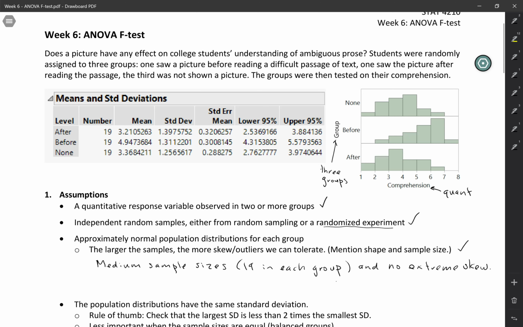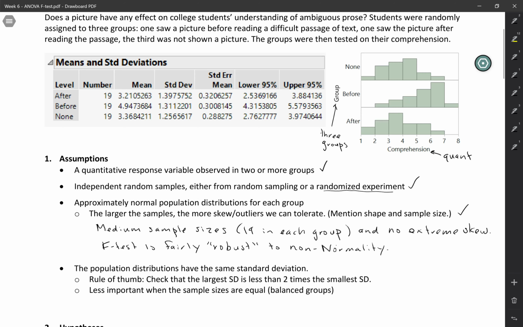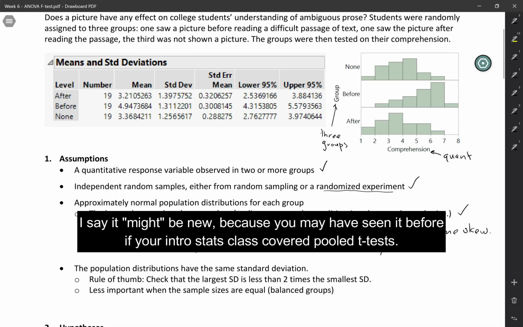In general, this condition might be a little bit more forgiving than you would think. And there's actually a word for that. So we would say that this F-test is fairly robust to non-normality. What the word robust means is that even if it's not perfectly met, even if it's not perfectly normal in each group, the F-test still tends to give us valid results. So those first three assumptions are things that we've seen before because those three all applied for a two-sample t-test. This fourth one might be new.